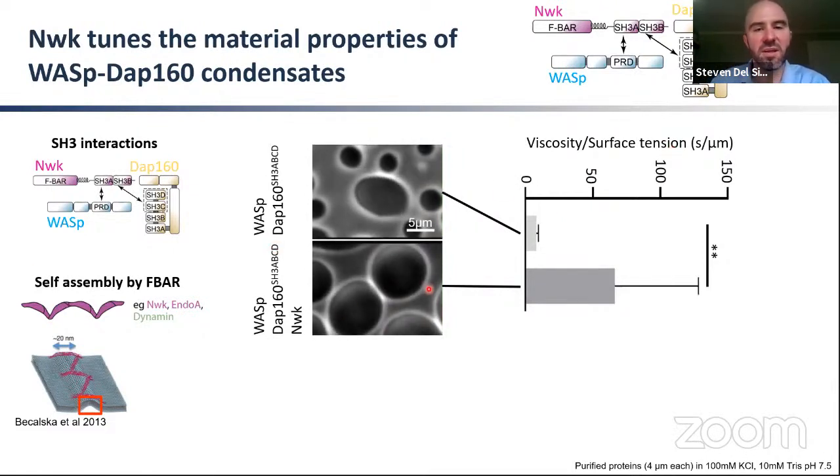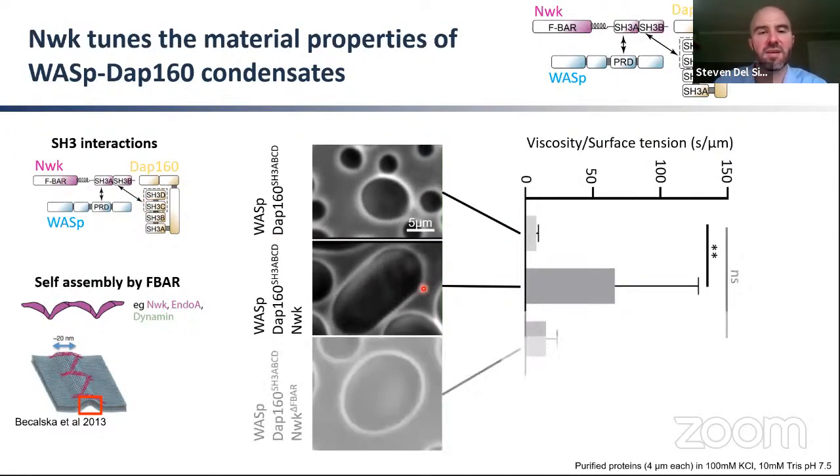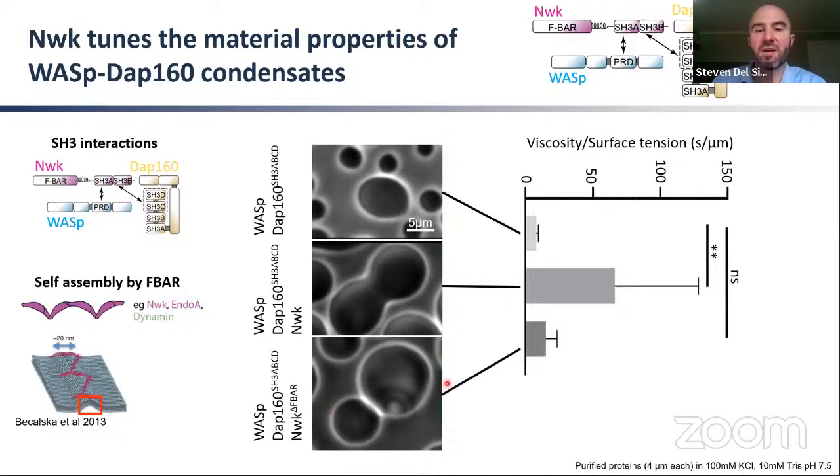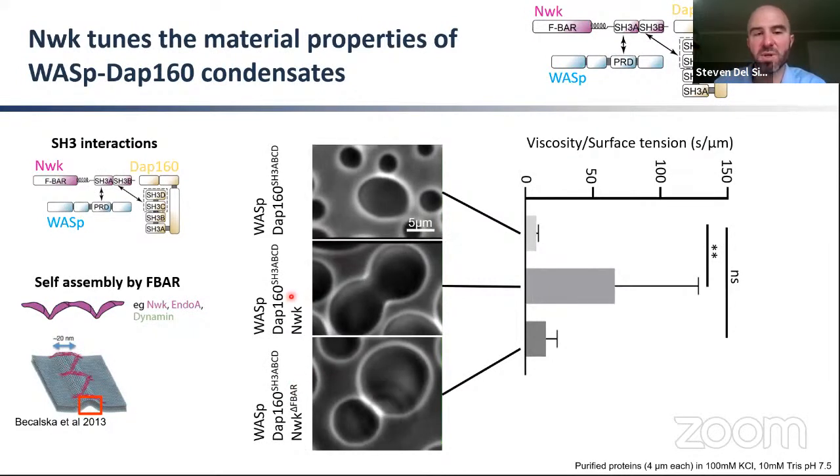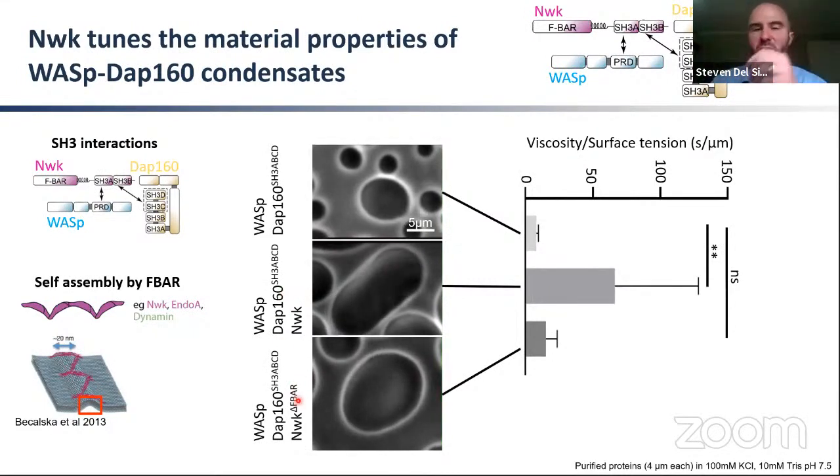And then, in thinking about what about nervous rec might be contributing to this effect, we considered that nervous rec has both these protein-protein interactions via its SH3 domains that I presented that control its activity, but it also can self-assemble and oligomerize via its bar domain. And so to determine which of these protein interactions might be contributing to this effect, I added a variant of nervous rec now that's missing its bar domain. So it can still interact with DAP160 and WASp, but it can no longer oligomerize itself.